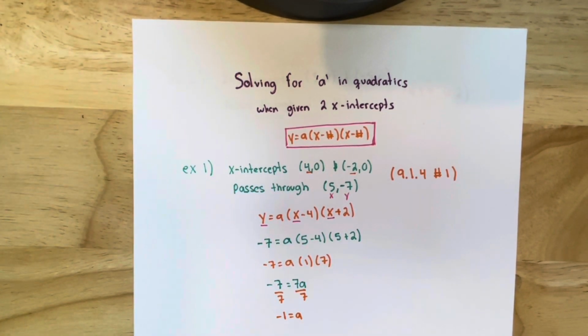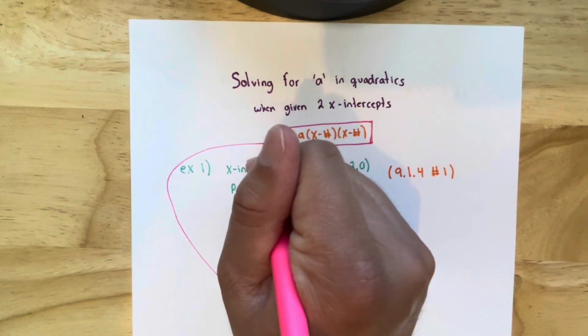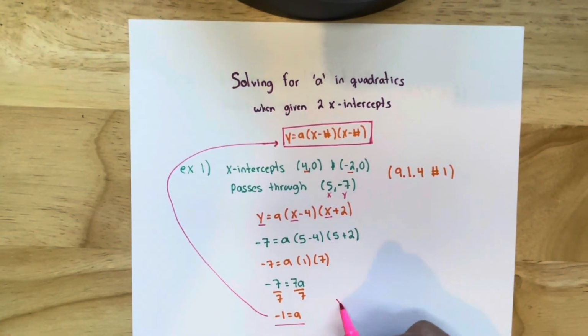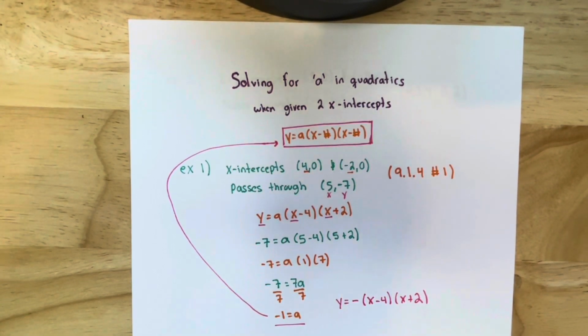If I do this correctly, I've now found my a, which means in my formula, going back to the beginning, y equals my a, which is negative 1. You don't have to write the 1, so I'm going to put the negative symbol, and then copy x minus 4, x plus 2. We don't want to write anything for x because x is just a placeholder. We only want to take care of the numbers, which are the x-intercepts, 4 and negative 2. Okay, and that's my final answer.